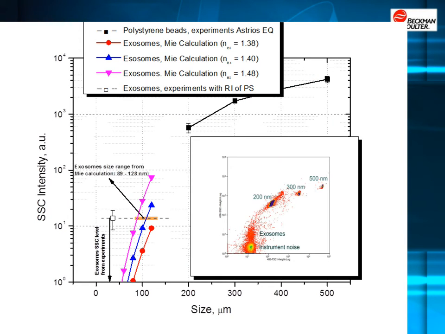In comparison to the last slide, this slide shows exosomes with 3 different index of refraction and the size versus side scatter absorbance units. With the Astrios EQ 200 milliwatt 488 laser, the Mie calculation indicates that the side scatter absorbance of the exosomes will be within and lower than the detection limits. The theoretical calculations for exosomes indicate that the Astrios EQ can detect and sort larger exosomes. The inset histogram shows experimental data which shows 488 forward scatter and side scatter polystyrene beads and HeLa exosomes.